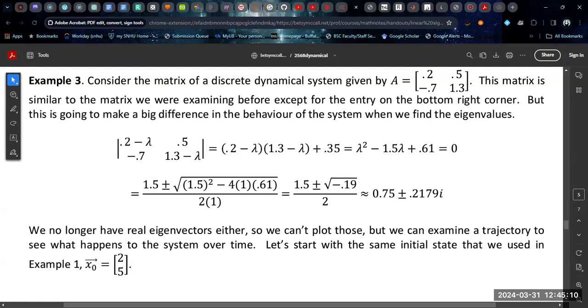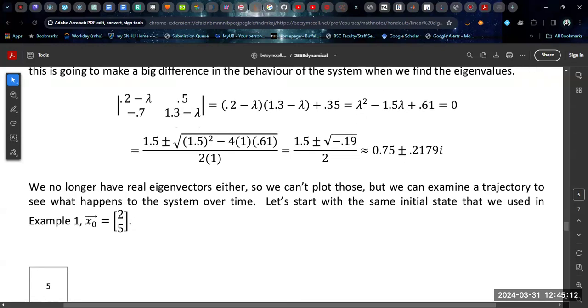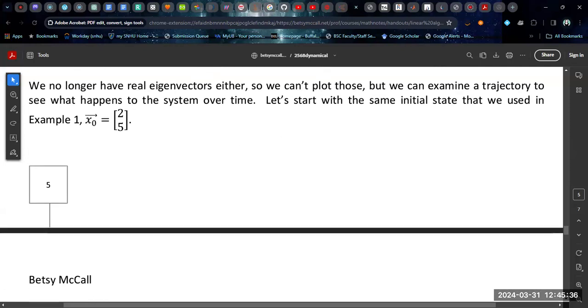Now, this is obviously no longer real, so we can't plot these graphs. When we try to find our eigenvectors, the eigenvectors aren't going to be real either. And so we can't graph them on a real graph. They're not straight line trajectories anymore. But we can still see what happens to the equation over time.